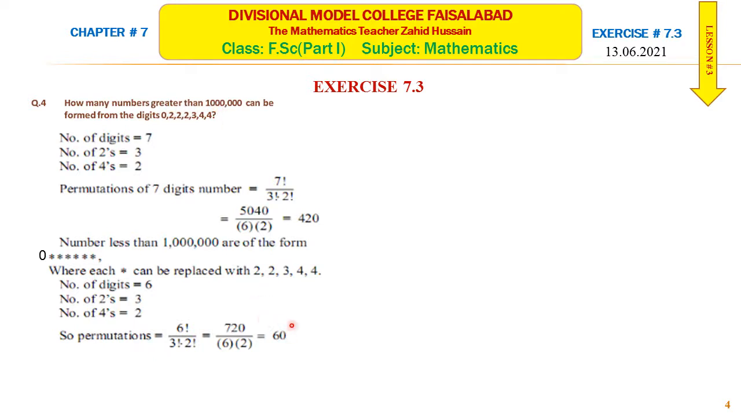So we will subtract these arrangements which are less than 10 lakh. So the required number of arrangements, that is the numbers greater than 10 lakh, is 420 minus 60. So this is 360.